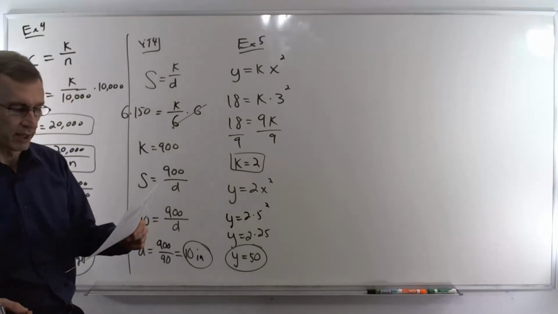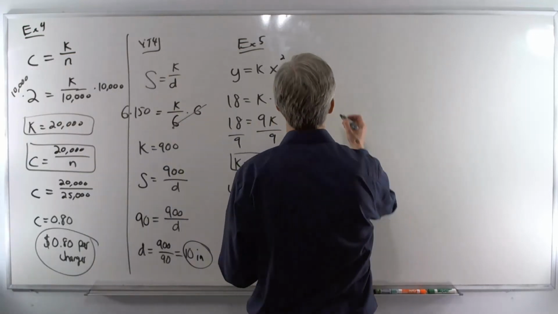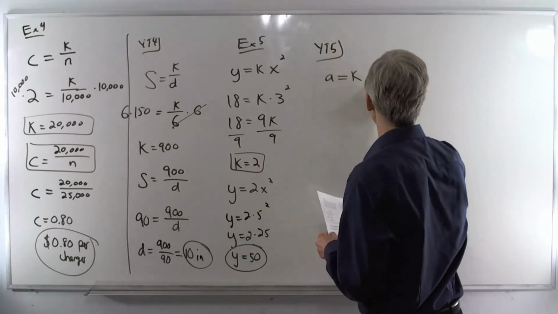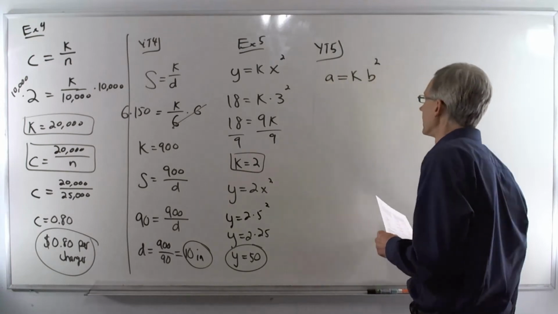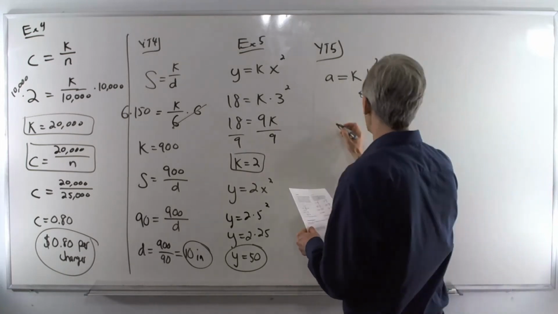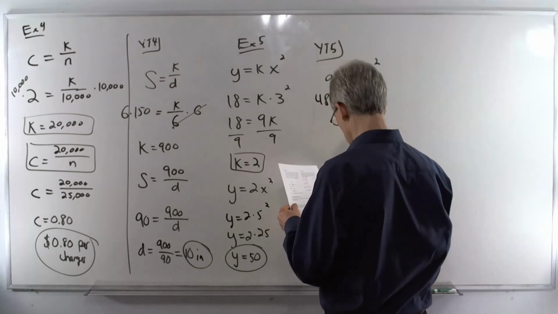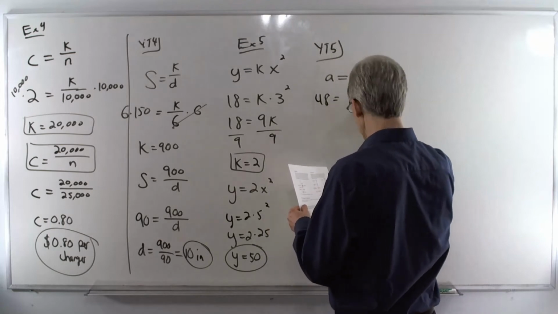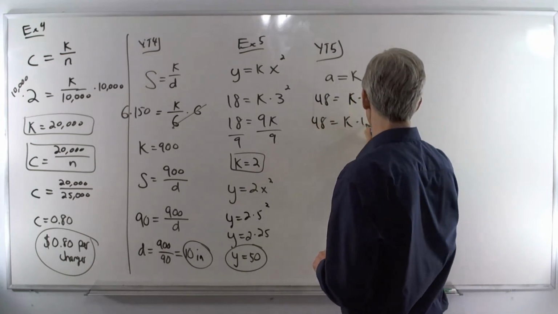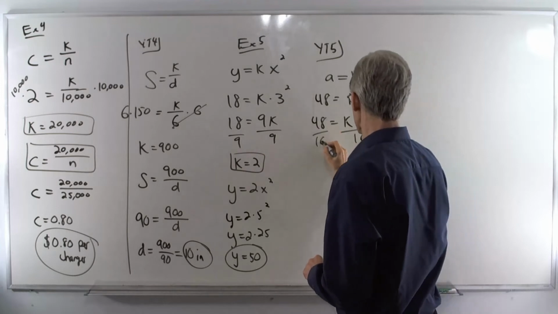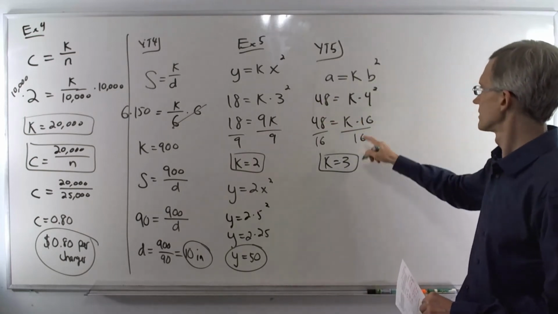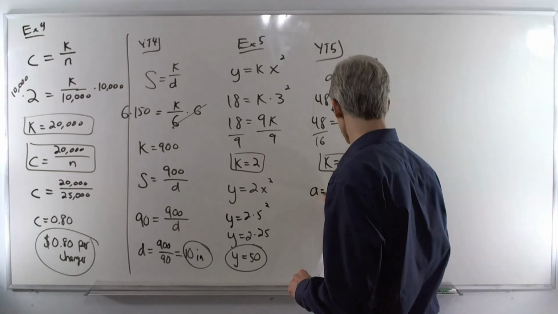Your turn, number 5. If a varies directly with the square of b. So a varies directly with the square of b. A equals kb squared. Now we want a to be 48. And b is 4, so 4 squared here. And 4 squared is 16. So divide both sides by 16 and get k equals 3. All right, now we've got the constant of variation for our equation. So plug that in.